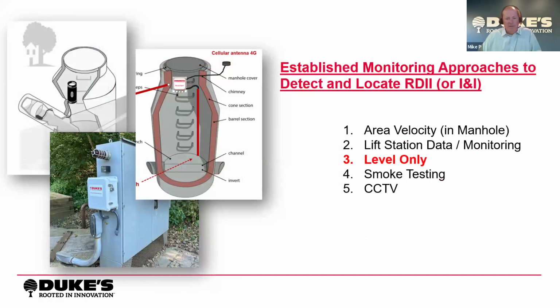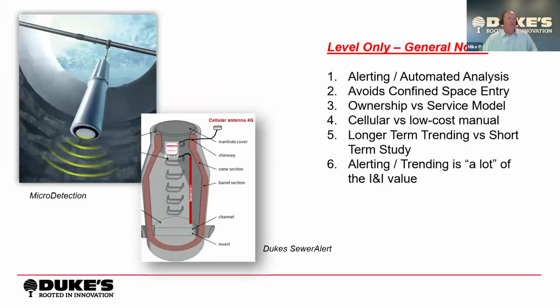Okay, so that wraps up the discussion around collecting data at lift stations. And so we'll talk a little bit about level only measurement. So some general notes on level measurement. Generally speaking, it's kind of broken into two kind of subcategories. One would be alerting, and the second would be some sort of analysis where multiple devices are installed and there's some sort of analysis about the sewer system characteristics, and notably I&I locating. Number two is very important.